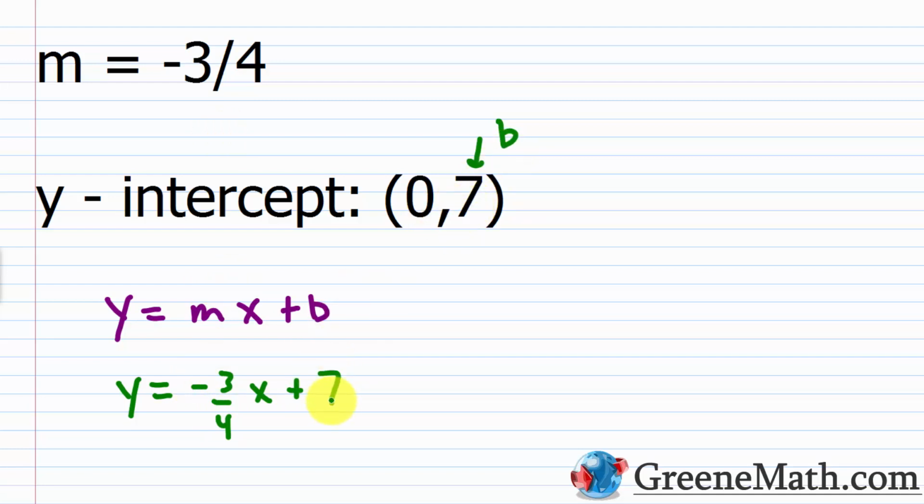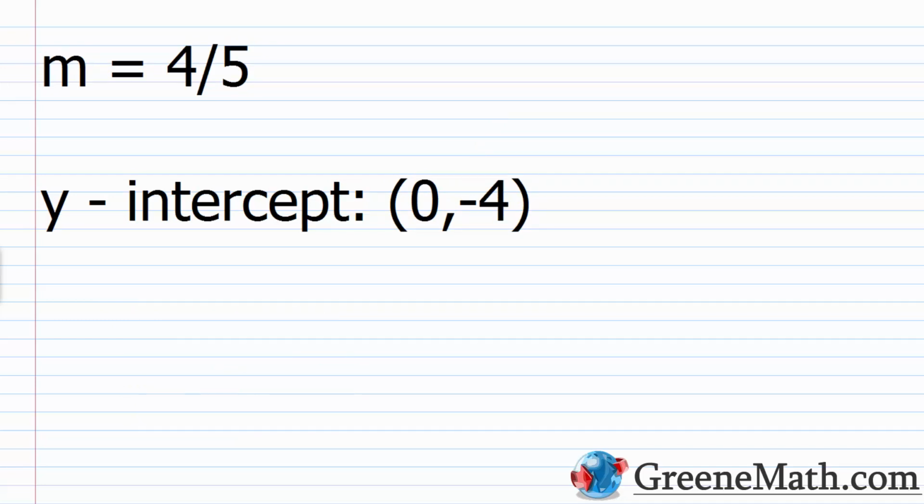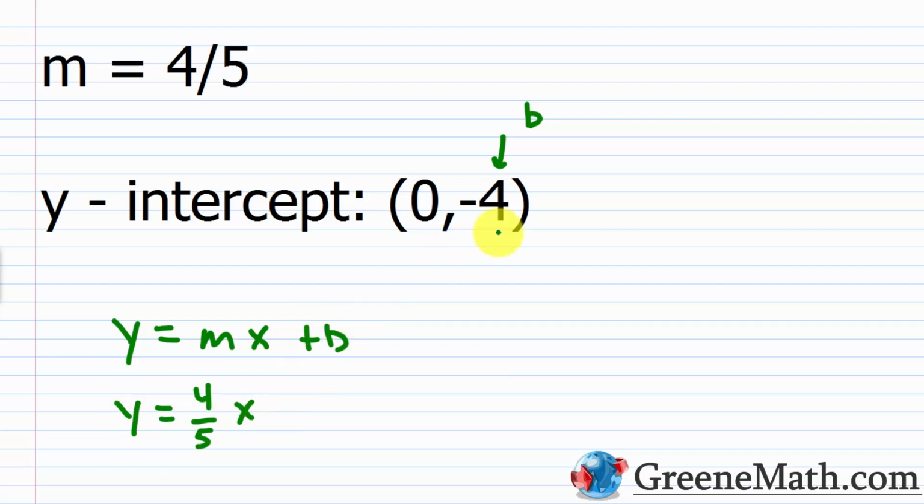So plus 7. What about m equals 4/5 and a y-intercept that occurs at (0, -4)? Again, the y-coordinate for the y-intercept is your b. So you get y equals m, the slope, times x plus b. So y equals 4/5 times x, and then you could do plus -4, or just -4. So y equals 4/5 x minus 4.